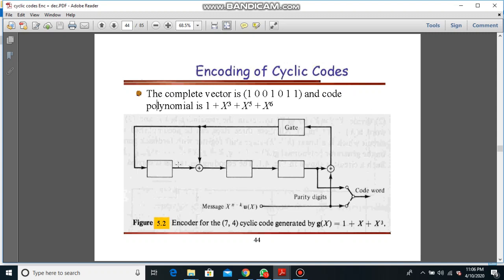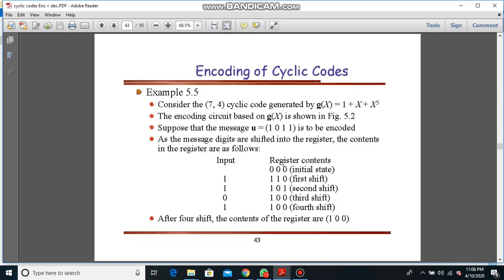Here I am having 1. At first shift, 1, 1. This 1 will be shifted over here. Here it's 0. So what will I get? I will get, at first shift, 1, 1, 0. After that again 1 is going. After 4 shifts the content of the register, after shifting this data, I will get 1, 0, 0.